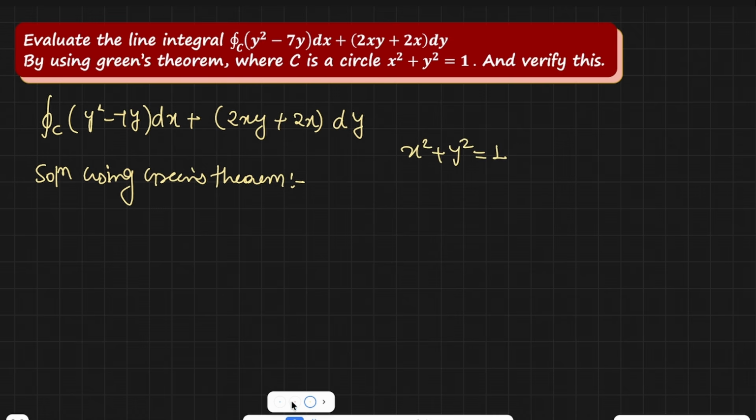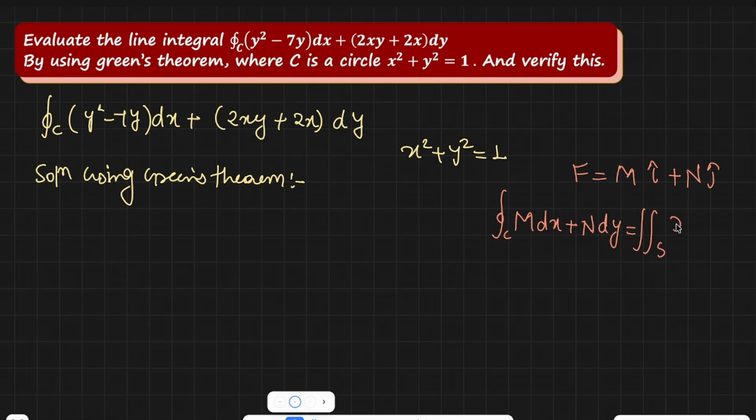What is the formula for Green's theorem? Let me recall. If you have F equal to M i cap plus N j cap, the formula is: the line integral of M dx plus N dy will be written in terms of a double integral over S of the partial derivative of the second with respect to x, minus the partial derivative of the first with respect to y, and then dx dy, or you can write dy dx.